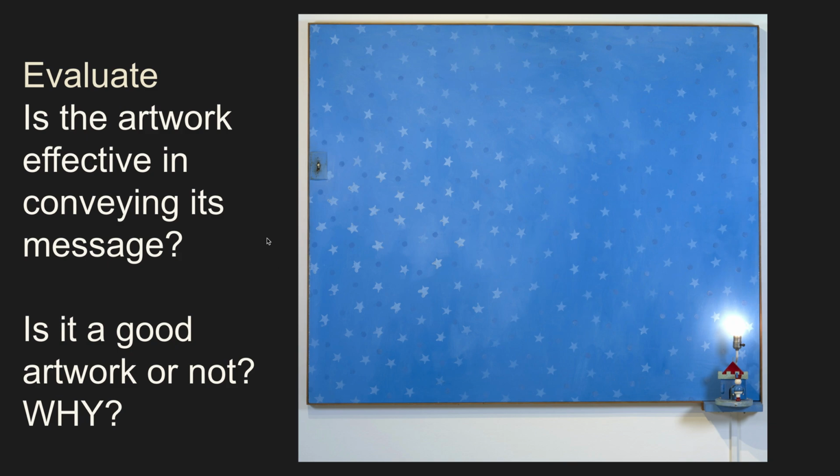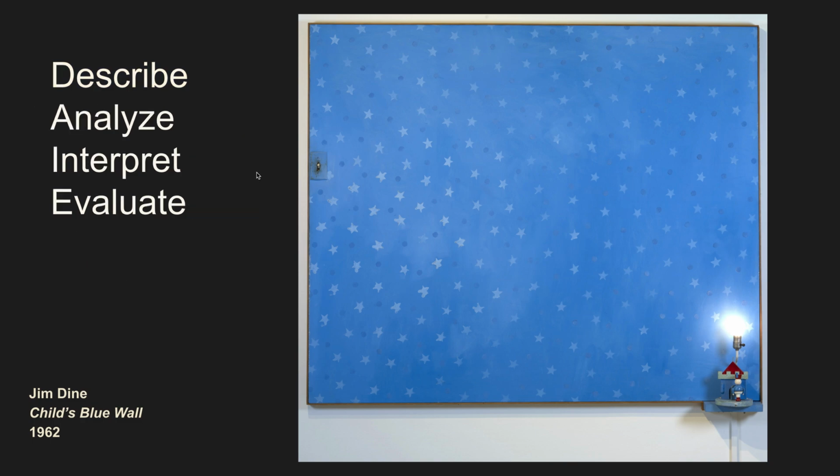Okay, so your next step is to find a Jim Dine artwork and go through the 4 steps of formal analysis for it. So as a review, those are describe, listing everything that you see; analyze, element and principle statement; interpret, finding meaning; evaluate, your opinion.